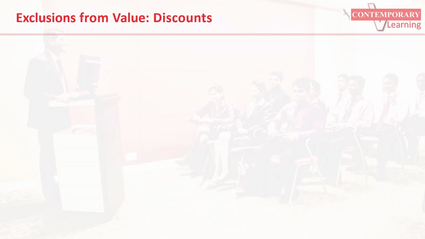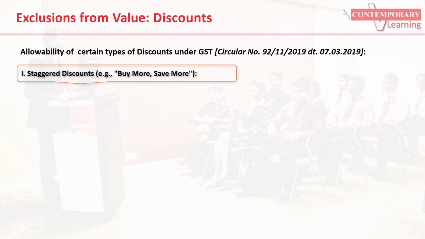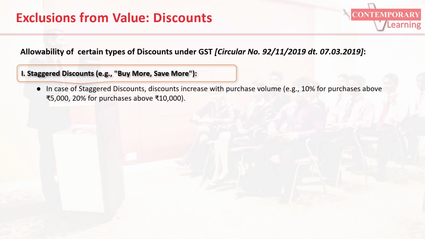Let me explain some specific types of discounts and their treatment. First, staggered discounts or buy more, save more schemes. These are discounts that increase with purchase volume, like 10% for purchases above 5,000 rupees, 20% for purchases above 10,000 rupees. These are excluded from the value of supply if shown on the invoice.